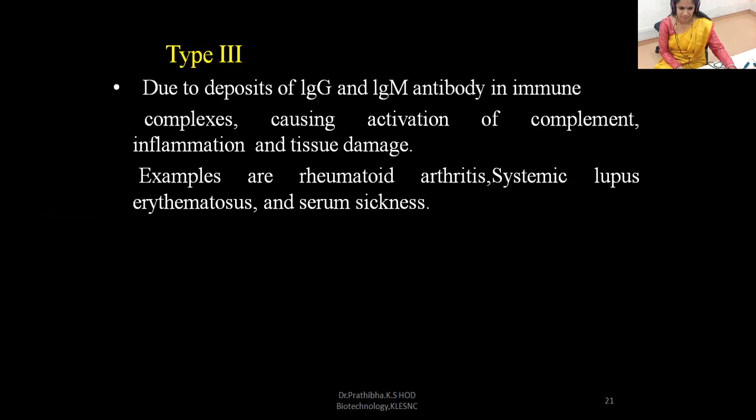Next one, type 3, which is due to deposits of IgG and IgM antibody in immune complexes, causing activation of complement, then inflammation and tissue damage. Examples are rheumatoid arthritis, systemic lupus erythematosus, in short SLE, and serum sickness. So these are some of the examples which come under type 3 hypersensitivity.